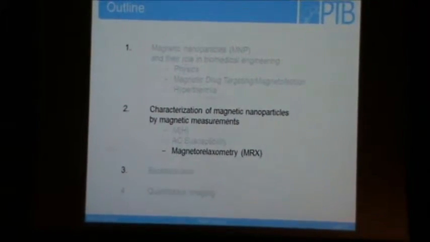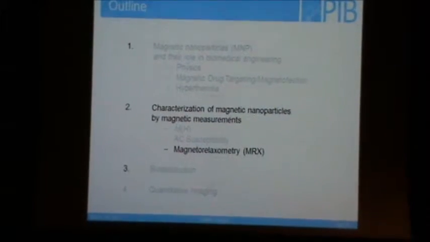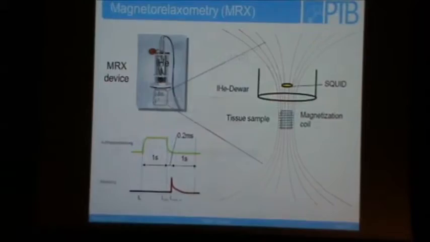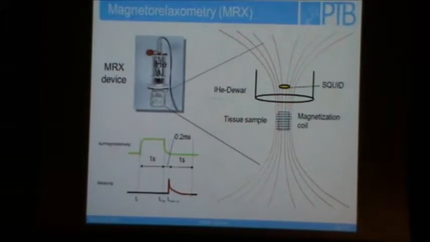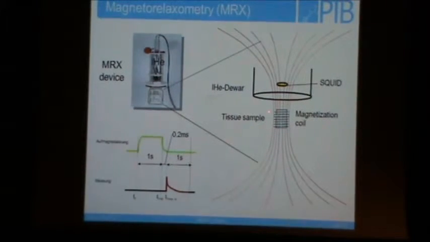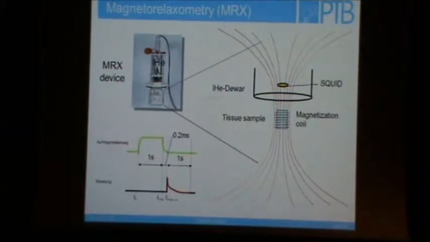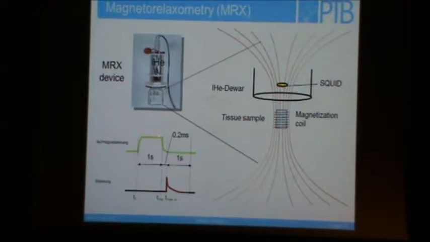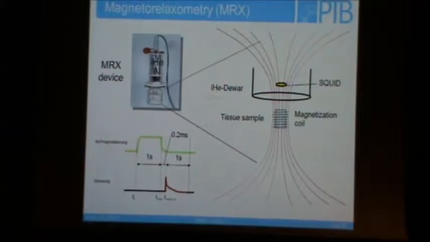Let me now come to magnetorelaxometry, a method that was invented in my lab some 20 years ago. And let me briefly explain what it's like. Again, it's simple in principle. We have a sample in a coil, and we magnetize the sample in this coil for a period of, say, 1 second or so. And then we switch off the magnetic field and let the sample relax. And now we observe the relaxation with the SQUID, which is a very sensitive magnetic field sensor.